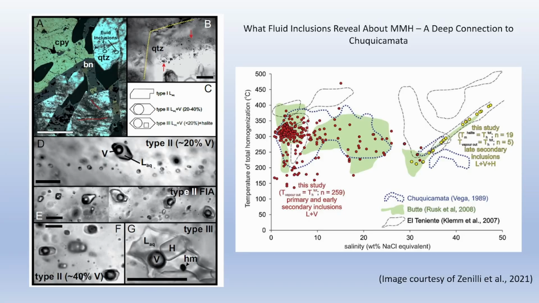And it shows a dynamic pressure cycling environment, possibly related to tectonic pulsing and remobilization of metals. It wasn't just one stable fluid event. And we have a strong overlap of these results with Chuquicamata and Butte. And it suggests that these systems were all linked together.